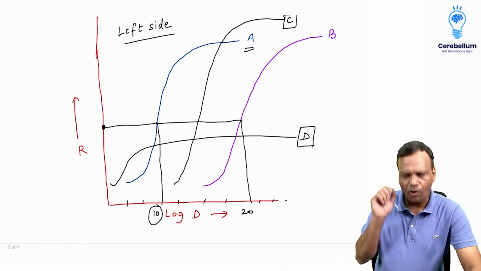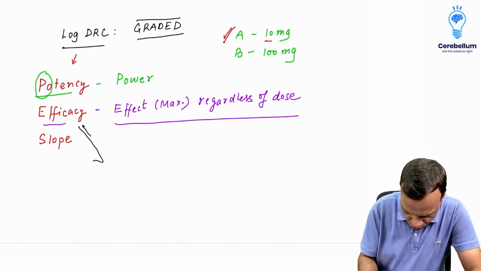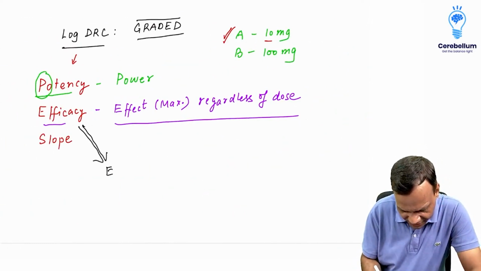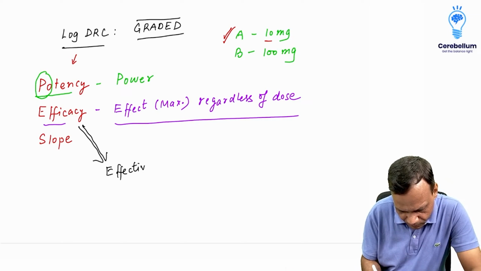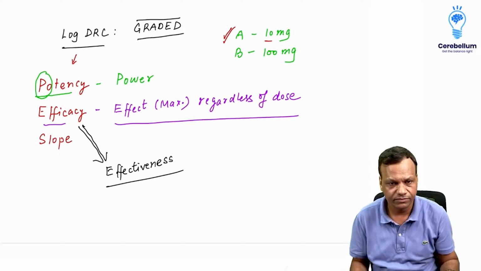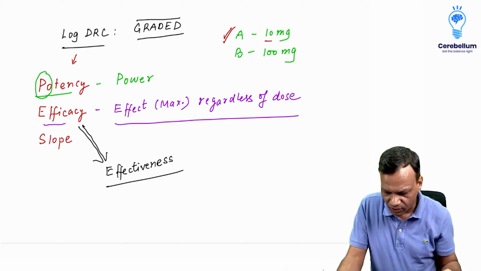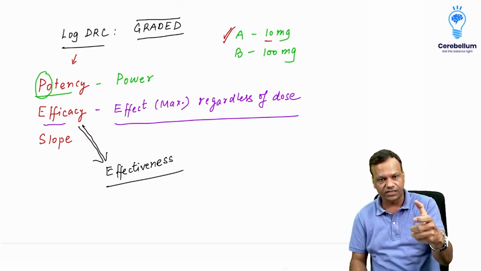Now coming to the important thing. There is a term similar to efficacy that is commonly used, that is effectiveness. So what is the difference between the efficacy and the effectiveness of a drug? What is the difference between the two? What is the difference between efficacy and effectiveness? First, we'll try to understand the meaning of these terms.